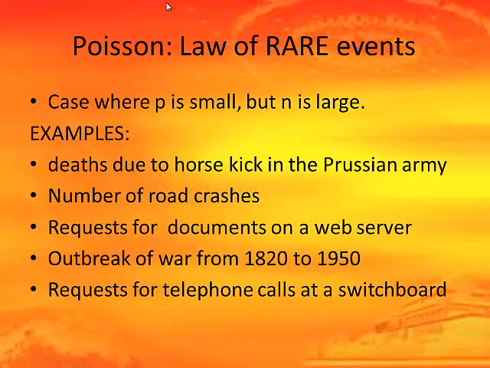Okay, one case that I want to discuss is called the Poisson distribution. This is called the law of rare events. This is a case we have been discussing some time earlier also. This is the case where p is small but n is large, so the probability of success is very small, but there are a large number of trials. So because of this, it will happen.